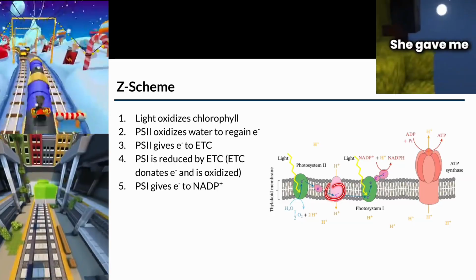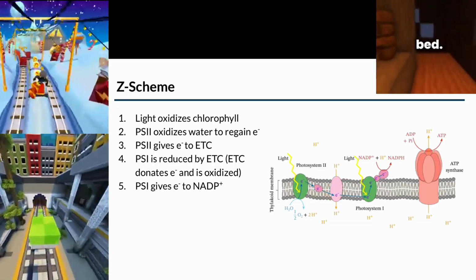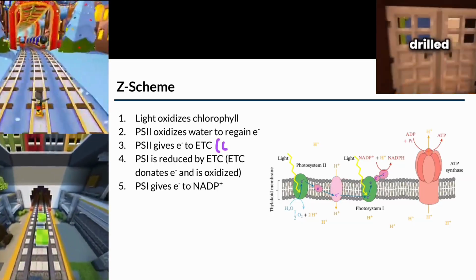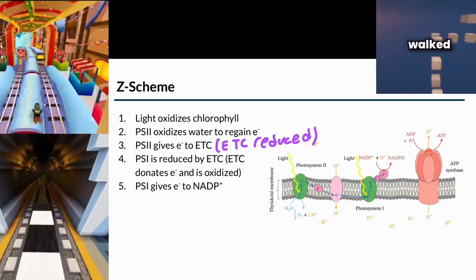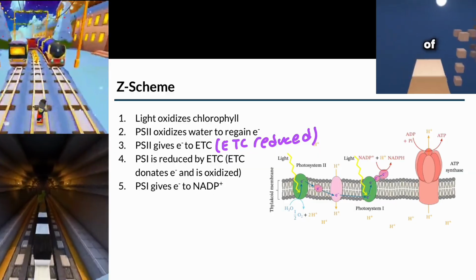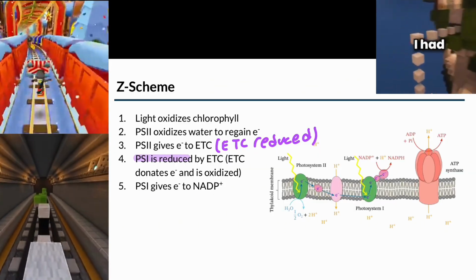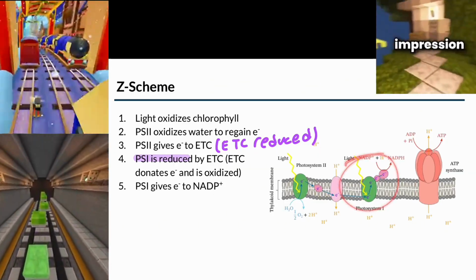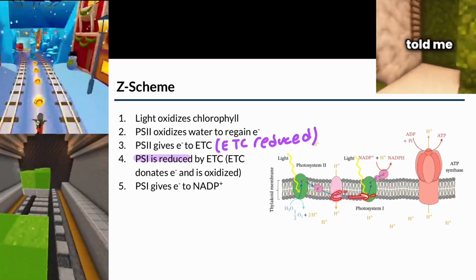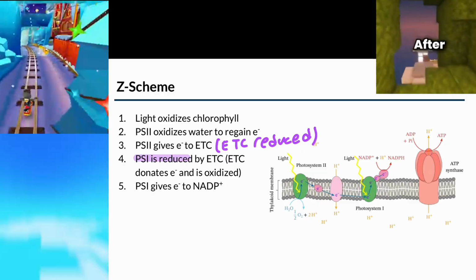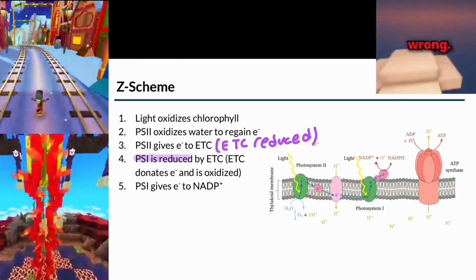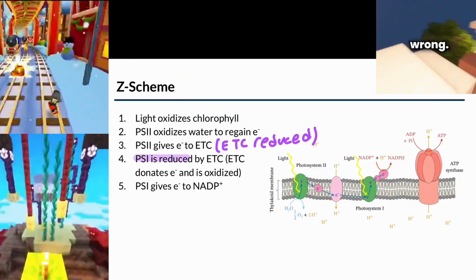So now that the ETC has been reduced, I'm going to write that right here, ETC reduced, it has gained an electron, and it's going to give its electron to PS1. Then PS1 will be reduced because it has gained the electron. You see that right here where the electron goes to PS1. Well, PS1 is going to do its job, and it's going to reduce NADP+ into NADPH.